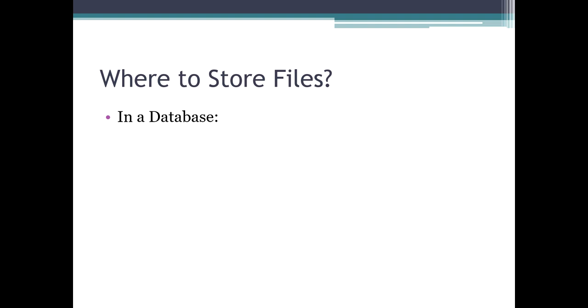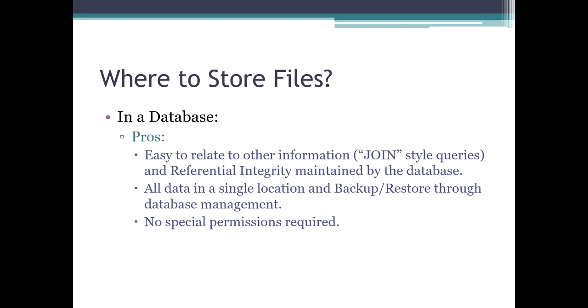Okay, so let's talk about our next main choice: a database. Files can easily relate to other information. We can do join-style queries, enforce referential integrity, and do a cascade delete if that's what we want. All the data is in a single location. When you back up and restore the entire database system, all of these files get backed up and restored as well. No special file access permissions are required on the web server, so it's very easy in that respect.